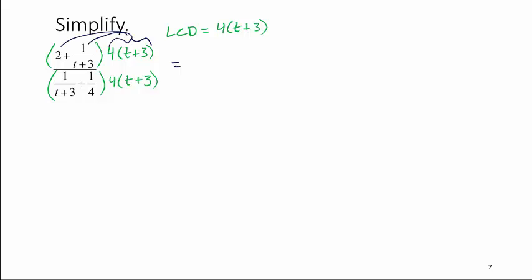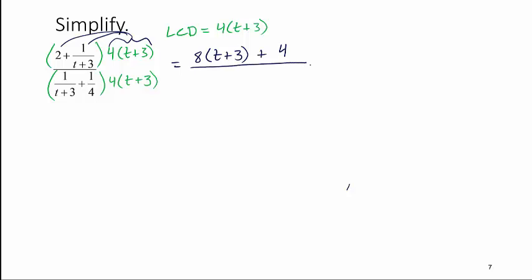if it helps you to put 4 times t plus 3 in each numerator and cancel the things that apply, great. Sometimes I think that can be a little bit more distracting, so you can multiply it straight through. 2 times 4 times t plus 3 is 8 times t plus 3. I just multiplied the 2 and the 4. We'll distribute later. And then 1 over t plus 3 times 4 times t plus 3 is just going to be 4, because the t plus 3's cancel.